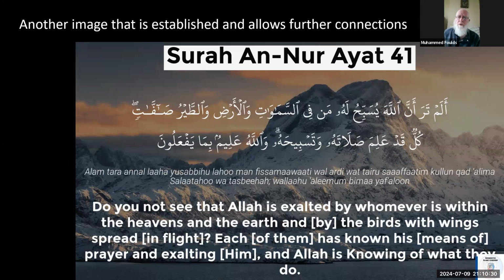Let's go on. Surah An-Nur. Another image that is established and allows further connections. See how Allah subhanahu wa ta'ala comes back. Alam tara. Anna Allaha yusabbihu. Again, alam tara. Let's look at the translation here. Do you not see? But remember, we've already understood from Surah Ibrahim that it's not just the seeing and the observation, but the thinking, and how that connects to the brain hemispheres and tafakkur and tadabbur.